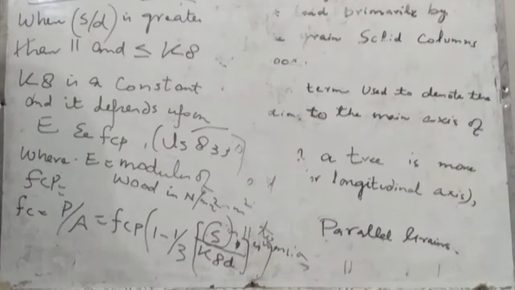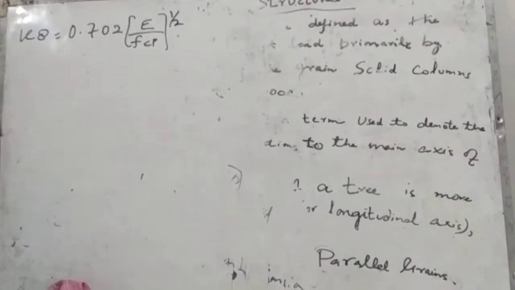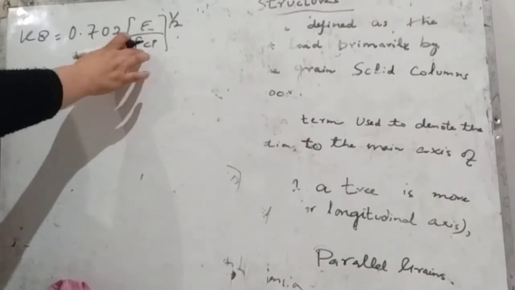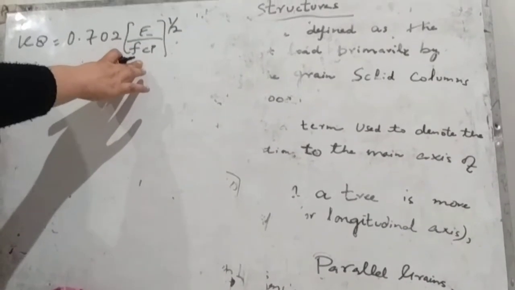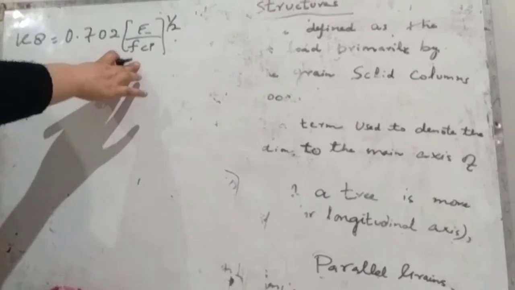Now we also have a formula for K8. K8 will be calculated from the formula 0.702 E divided by FCP, raised power 1 by 2. This E is your modulus of elasticity and FCP is your permissible stress in compression parallel to the grain.